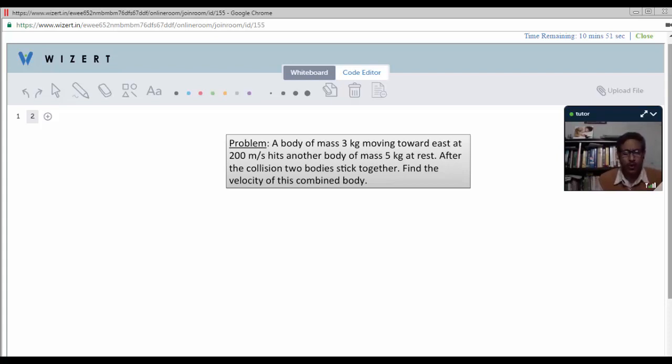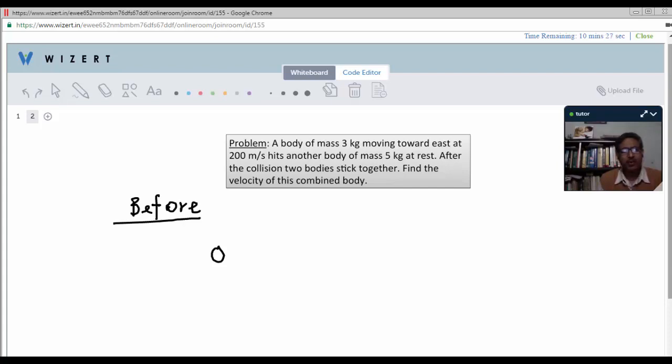So first we take the momentum before the collision. What is happening first? There is a body at rest. We are first trying to understand the case that is happening before the collision. So this is what is happening before.